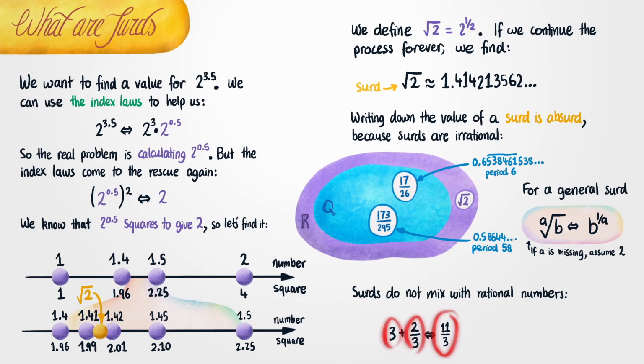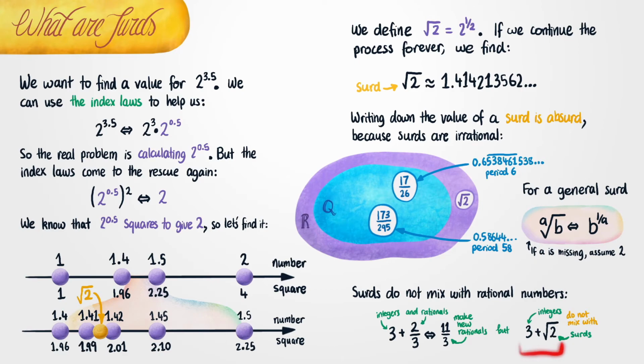But this is not true for surds. So we've said that integers and rationals mix together to make new rationals, but integers and surds do not mix at all. Therefore, anytime you see something like 3 plus the square root of 2, you can't simplify it any further. You just leave all the integers, the rationals and all of those on one side, and then you leave the surds on the other side.